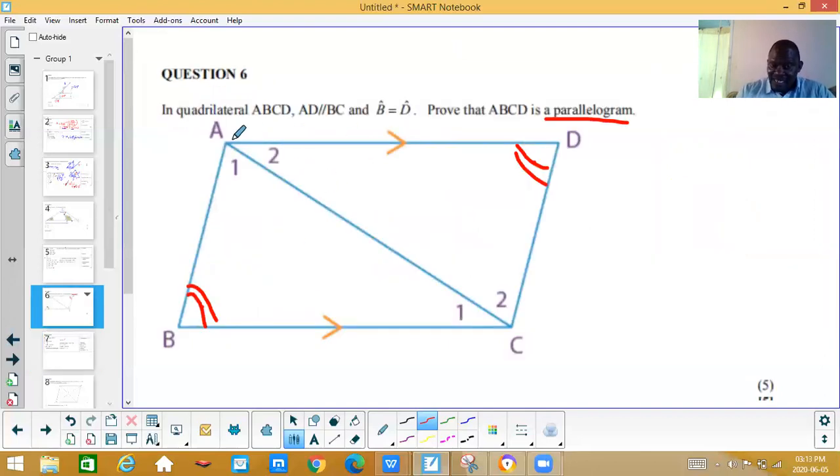Now, lines AD and BC, we are told they are parallel. From that parallelism, you can actually say this angle, let me indicate with three lines like this, is equal to this one here.